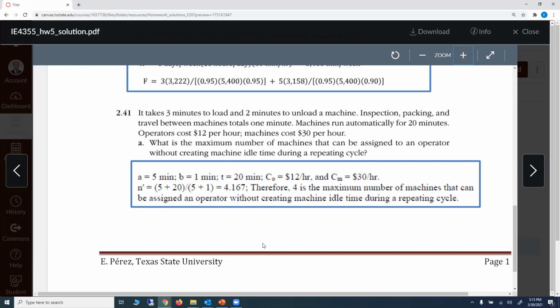If you go above 4.16, for example to 5, then based on these computations, the maximum that you can assign to this operator is 4, almost 4, close to 4. So if you go above that, the operator will do the work, but one of the machines will have some idle time because the operator will need more time to get to all the machines. So hopefully that makes sense.